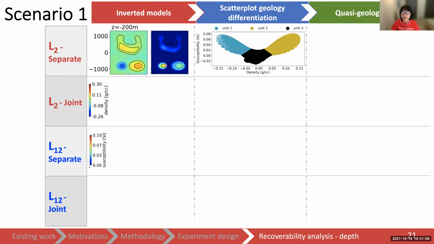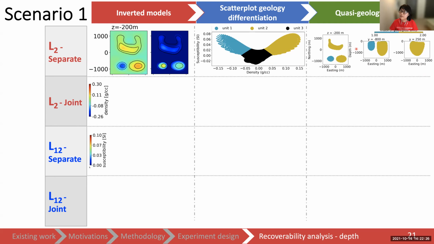When its inverted values are visualized in the scatter plot shown here, there are 2 prominent wing-shaped scattering features that are classified in blue color and yellow color. Each color here is defined by its distinct ranges of density and susceptibility, and each color represents one unique geologic unit. When these 2 classified units are mapped into the 3D spatial domain, we can visualize them through 3 cross-sections here: the depth cross-section at 200 meters and the 2 vertical cross-sections.